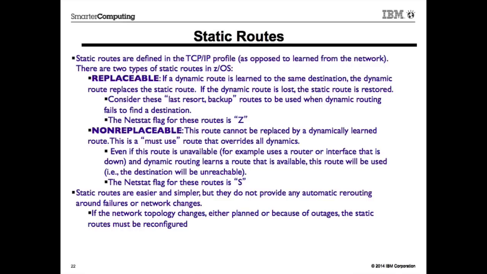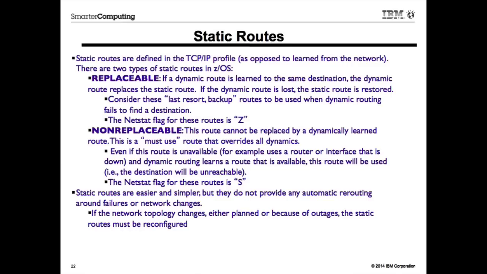But that has a drawback. If the non-replaceable route is unavailable, for example, it uses a router or interface that is down, and you have dynamic routing and it learns a route that is available, too bad. You made this route non-replaceable, so it will be used, and you'll make the destination unreachable. The netstat flag for these routes is S for static.